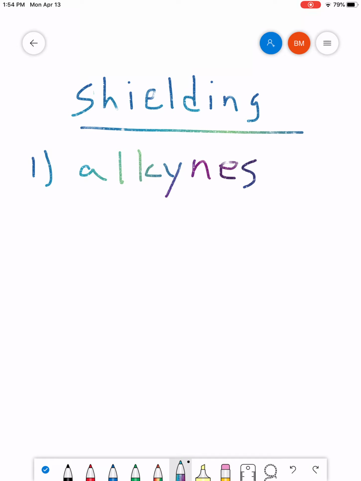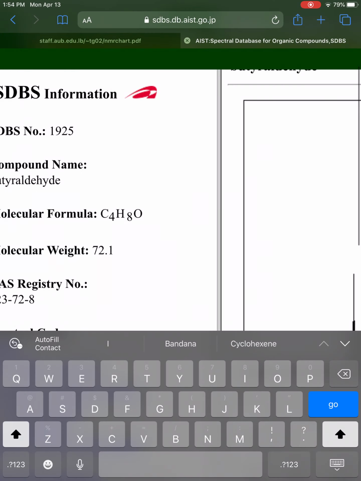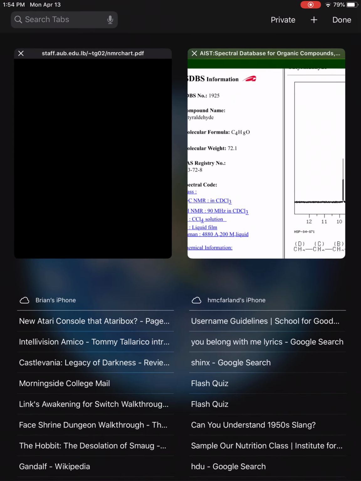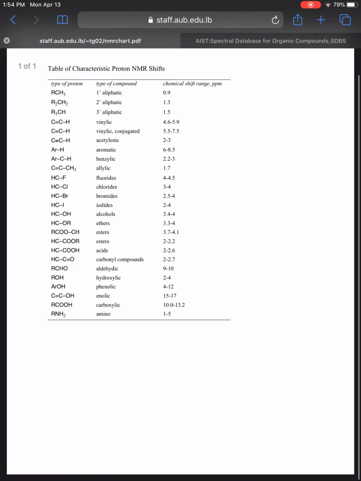Just like we had a correlations table with IR, you can have correlation tables with NMR as well. Just look in your books or look online. You can find them all over the place. Here's just one I happened to Google. And you can see, just like with IR, you can correlate certain types of groups very well with certain positions on the chemical shift range. You can see the ones that we would expect to be downfield.